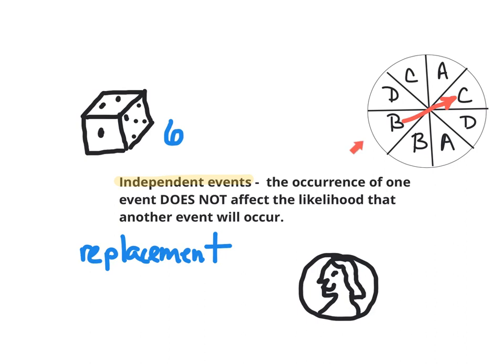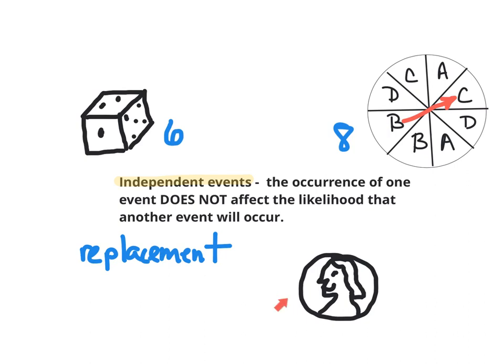Same thing goes with a spinner. I have 8 possible outcomes in a spinner. If I spin it once, I will get 8 outcomes. If I spin it again, I will still get 8 outcomes. And I could keep repeating it, and I will always get 8 outcomes.